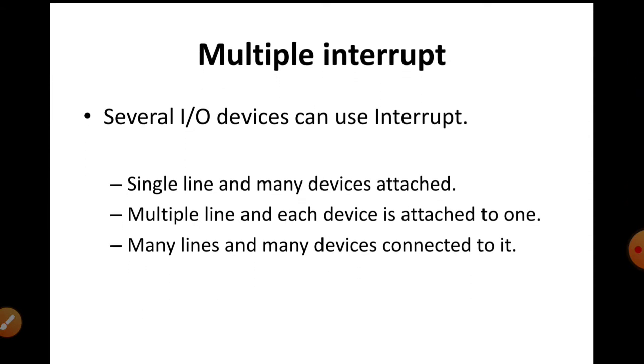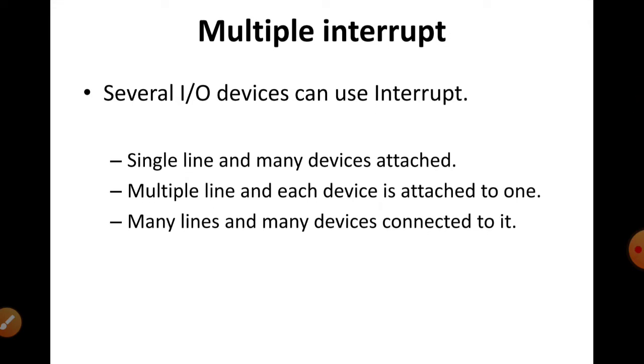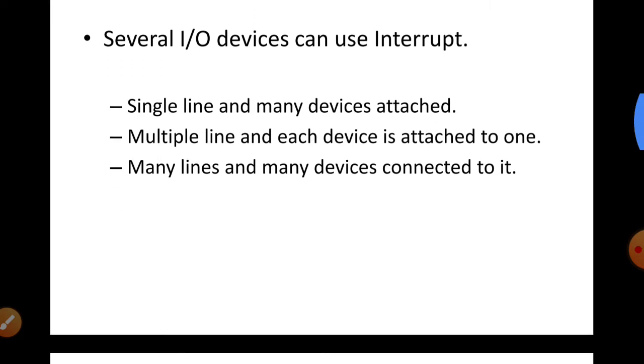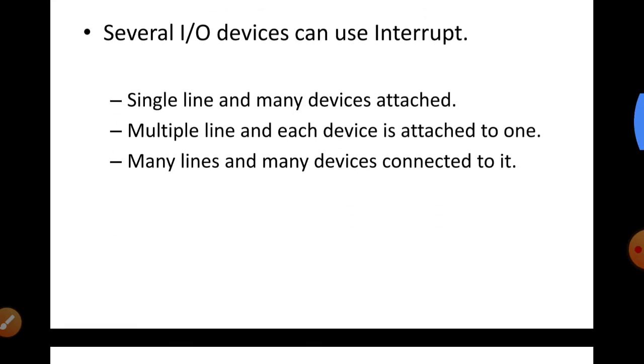Now, it may be possible that there are many devices attached to the processor, so many devices may interrupt at the same time. So in 8085, there are three possibilities. There may be a single line through which the microprocessor can be interrupted, or there may be multiple lines. If there is a single line and many devices are attached, that is called multiple interrupt. If there are multiple lines and each device is attached to each line, that is also an example of multiple interrupt. And if there are many lines and many devices connected to each line, that is also an example of multiple interrupts.